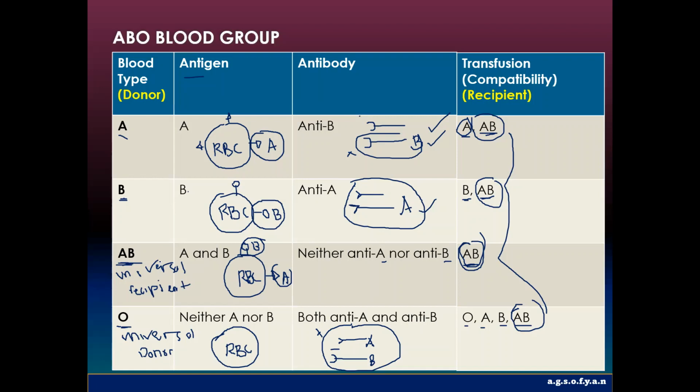But AB only gives blood to AB. So AB is kind of stingy because he only gives blood to AB. O is very generous. He can give blood to anybody. So if you are blood type O, the blood center will usually call you, because they want the O blood type, since O blood type can give blood to any blood type. Okay, that's the ABO blood group.